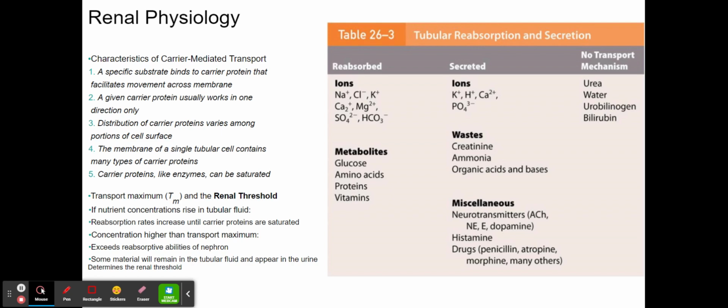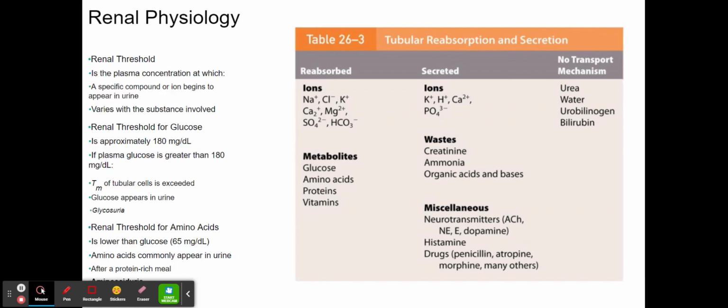For any substance, the concentration at saturation is called the transport maximum, or T sub m, or tubular maximum. In healthy people, carrier proteins involved in tubular secretion seldom become saturated. However, carriers involved in tubular reabsorption are often at risk of saturation, especially during the absorptive states that follow a meal. Normally, any plasma proteins and nutrients, such as amino acids and glucose, are removed from the tubular fluid by cotransport or facilitated diffusion. If the concentrations of these nutrients rise in the tubular fluid, the rate of reabsorption increases until the carrier proteins are saturated. A concentration higher than the transport maximum exceeds the reabsorptive abilities of the nephron. In this case, some of the material will remain in the tubular fluid and appear in the urine.